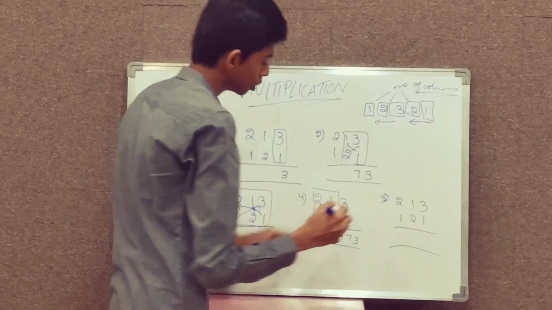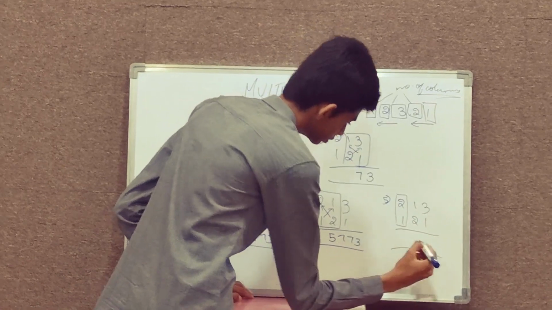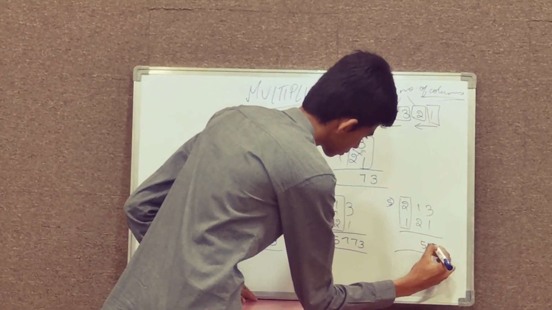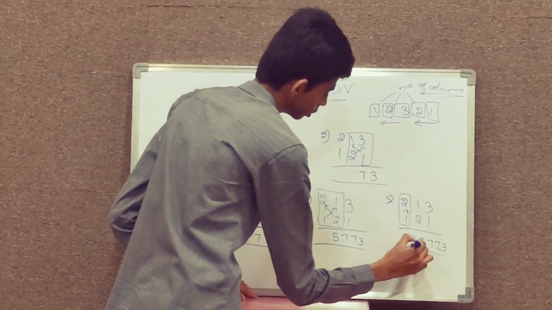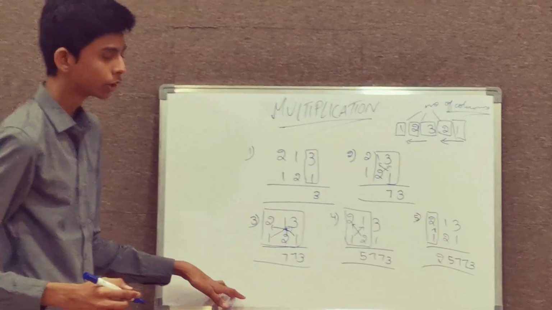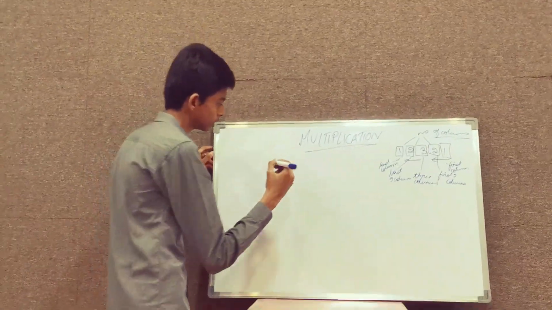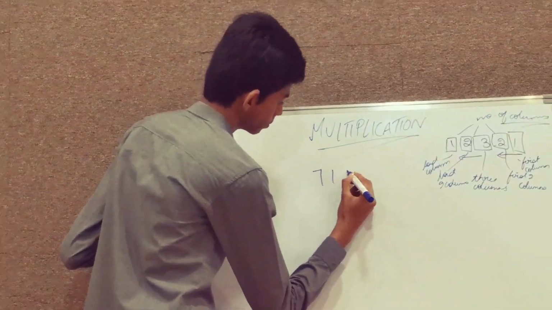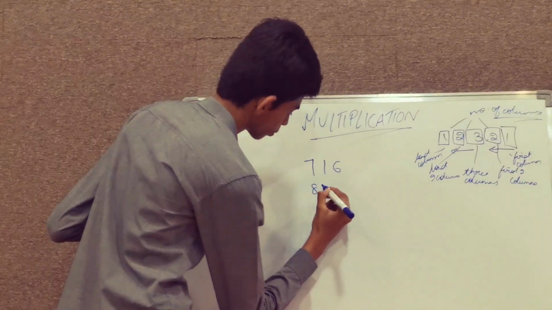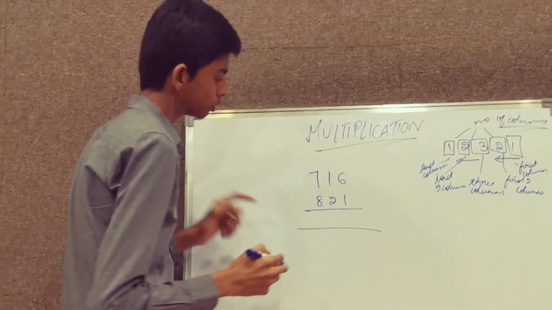taking the last column. So this is the last column, and then writing the result here. 2 into 1 is 2. So this is how we solve the 3 into 3 multiplication. Now let me take a last problem. So what is the first step?